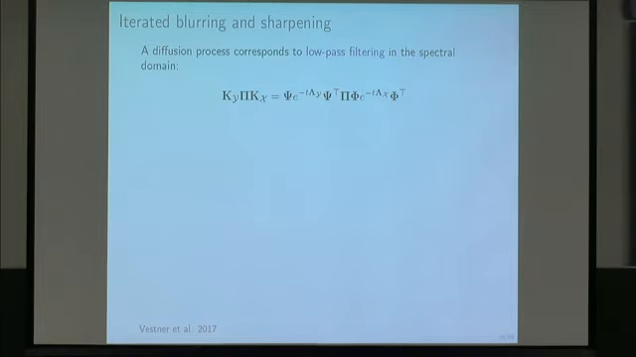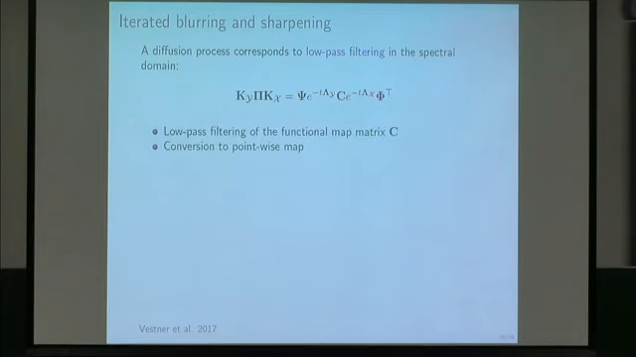I can now group the matrices differently, and I can think of this psi transpose pi phi as the functional representation of the correspondence matrix. So basically what we are doing is essentially low pass filtering the correspondence matrix from both sides, on x and y, and then converting to a pointwise map. So we are low pass filtering, basically blurring, and then converting to a pointwise map, which is sharpening. So we have alternating blurring and sharpening steps in this iterative procedure.